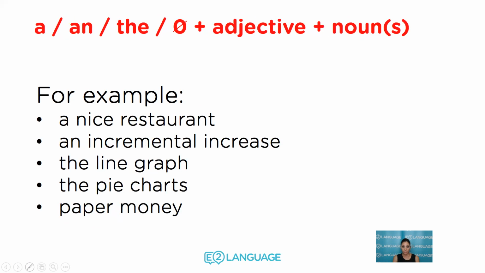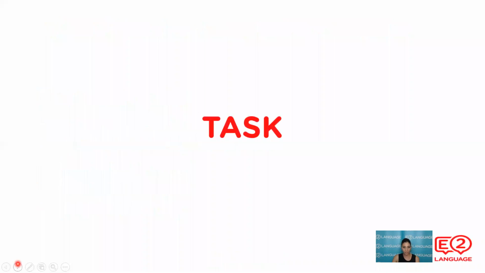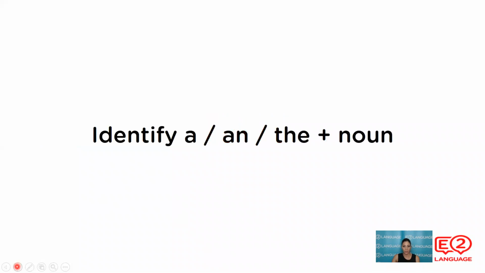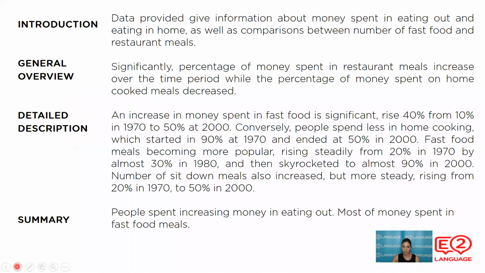We can also put an article before an adjective. So a restaurant becomes a nice restaurant. An incremental increase. The line graph, the pie charts, paper money. So it's usually article plus noun or article plus adjective plus noun. So identify the articles plus noun in this task response. And there's only one.